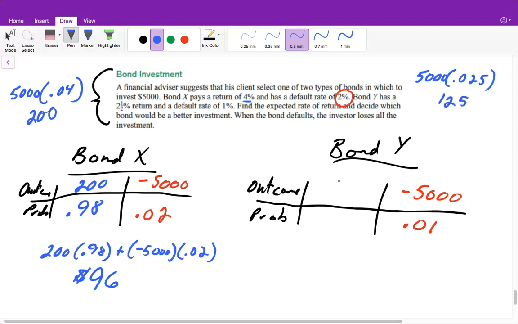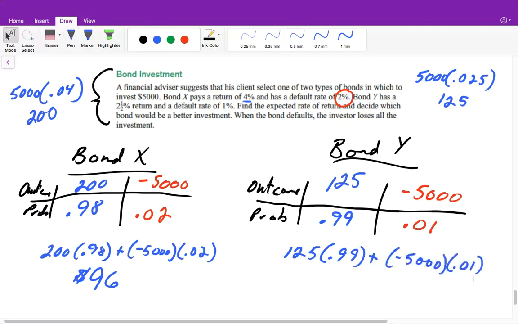So it's a little less, but it's more likely to actually give us the return. It's less likely to default. So if it's 1% default, that means 99% of the time we will get a return. So if we want to find our expected value, same thing, we just multiply these together and we add them. So we would get 125 times 0.99 plus negative 5,000 times 0.01. And that will give us an expected return, an average return of 73.75.